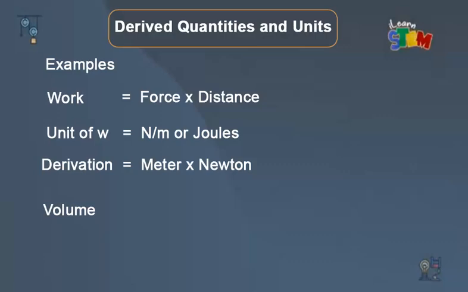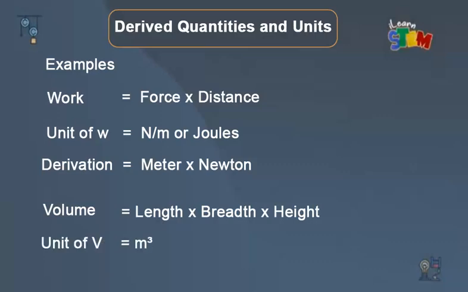Next is volume. The formula for finding volume is length times breadth times height. Therefore, the unit of volume is cubic meters. This is obtained by multiplying the unit of length, meter, in 3 places.